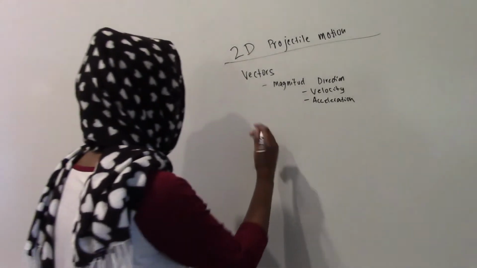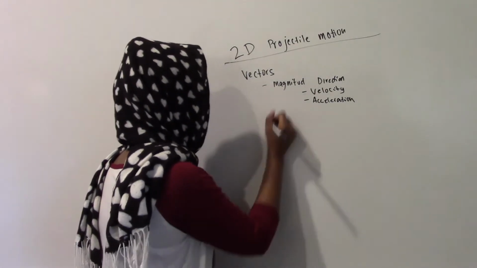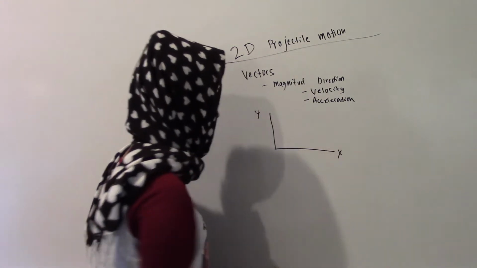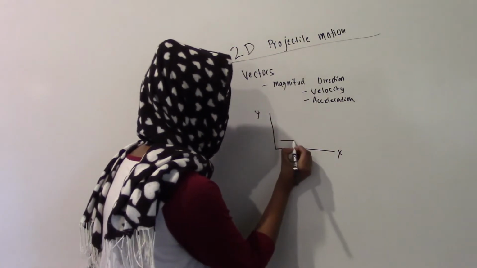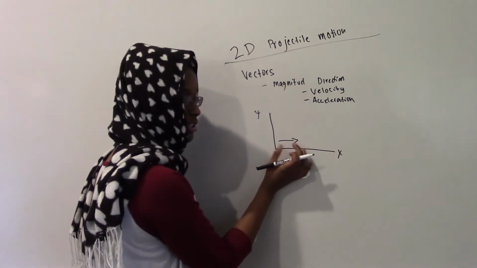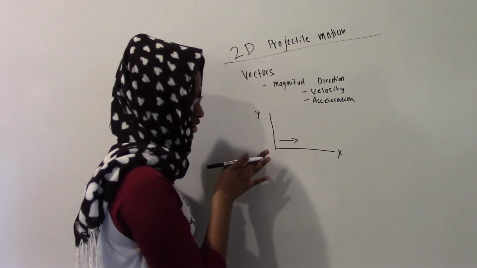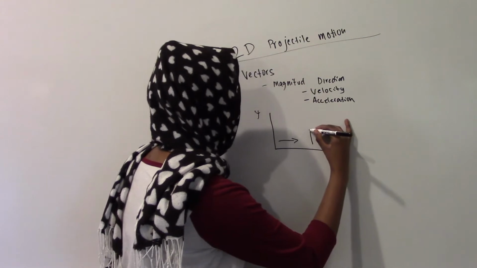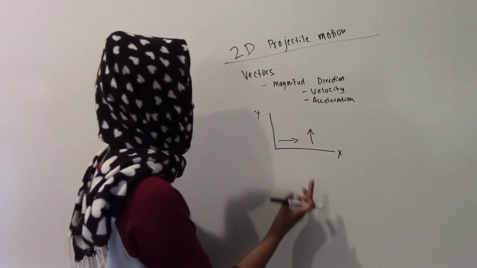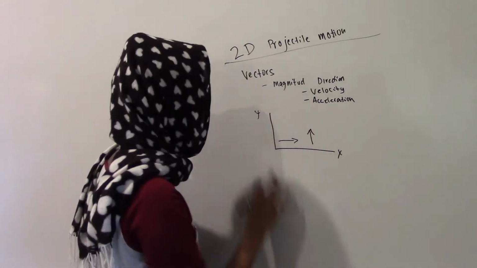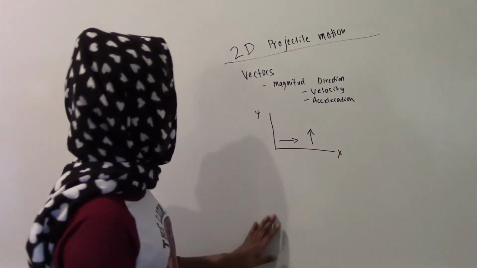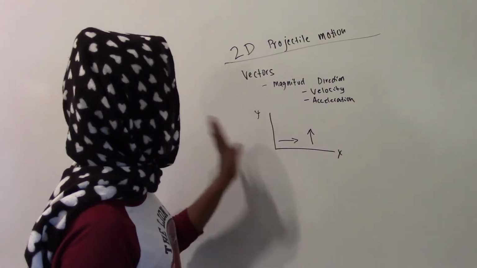So let's draw a vector, right? In 1D, this is my y-axis, this is my x-axis. It's just magnitude. So this is its magnitude, and its direction is going to the right. Or you could draw it like this, like that. Its direction is up, and its magnitude is this line. Does that make sense? Okay. So this is 1D motion, right?